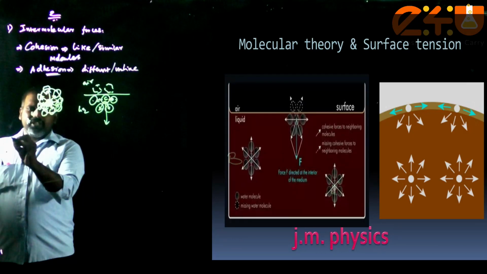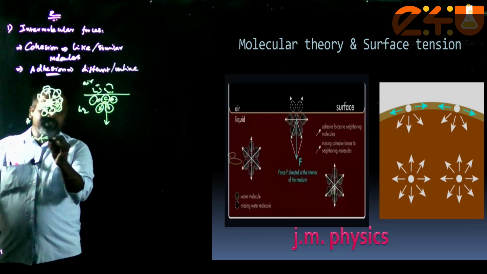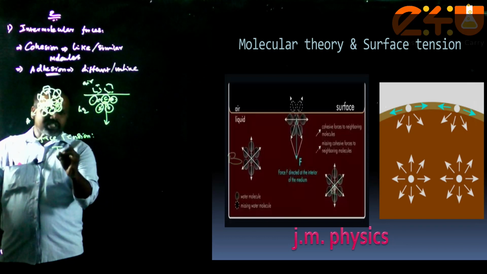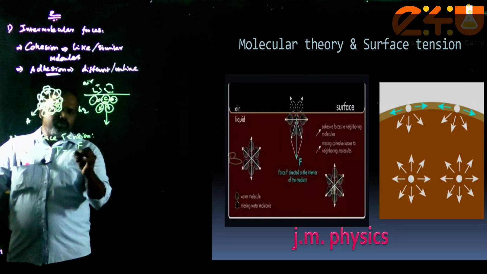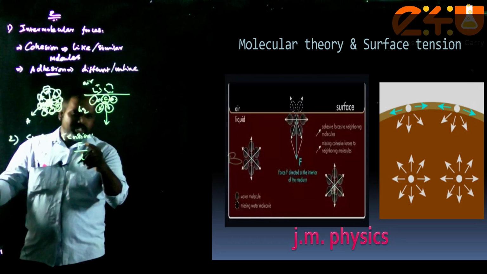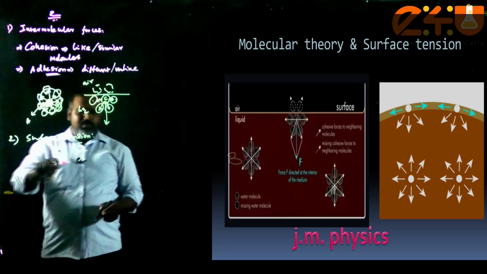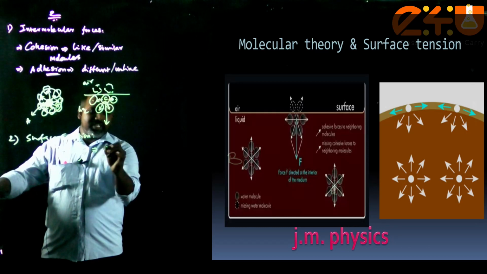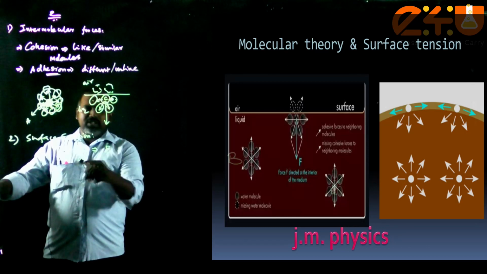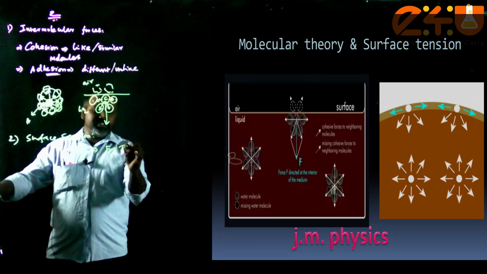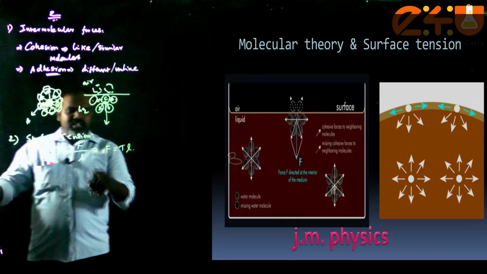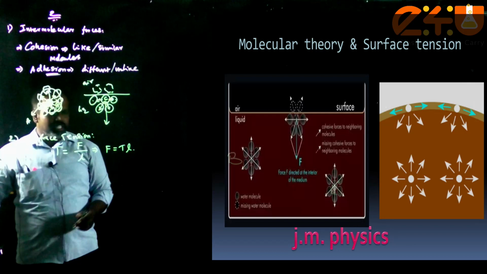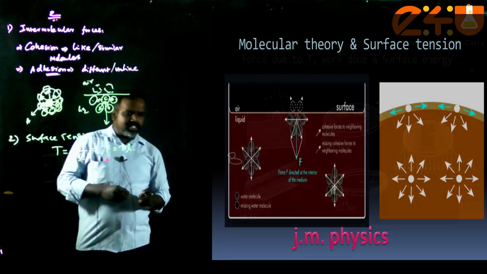Now let us go to surface tension. The symbol is T. It is a force per unit length, so the unit is Newton per meter. From this I can say that the force due to the surface tension is F equals TL. The SI unit is Newton per meter. Now we go to another slide.